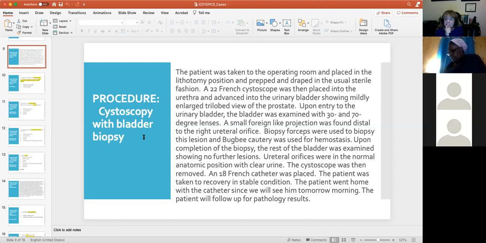Cystoscope. Cysto means the bladder. And scope means to inspect or to view. Very good. So a cystoscope is an instrument used to view the bladder. In this case, the urinary bladder. Too many words beginning with U. You couldn't come up with some other words? Ureter, urethra, whatever.